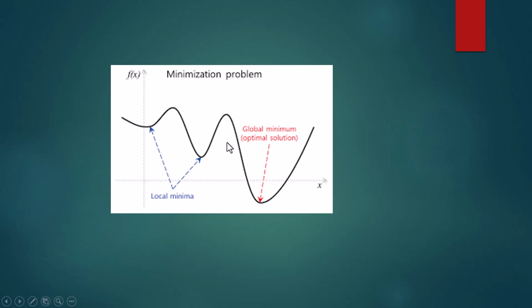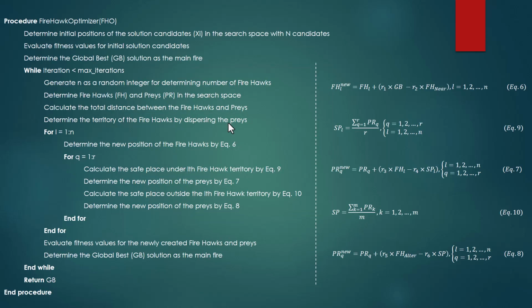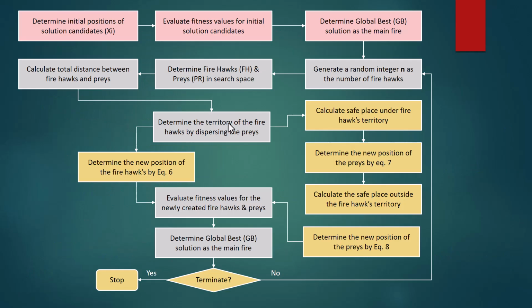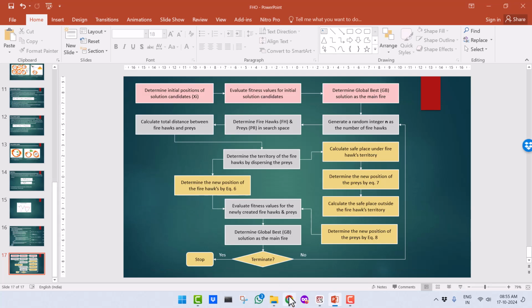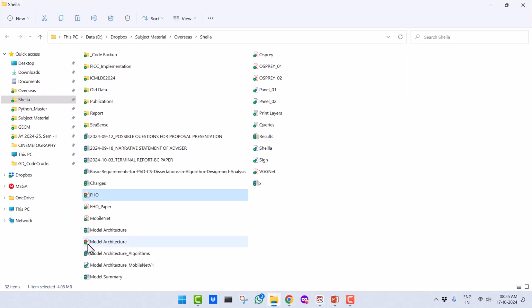So to come out of this kind of local minima problem, another part is added at the end of Firehawk optimization, that is the Osprey algorithm. So this is the procedure we have already understood for Firehawk, and now this is the flowchart for that. I will show you the Osprey algorithm, how it works.